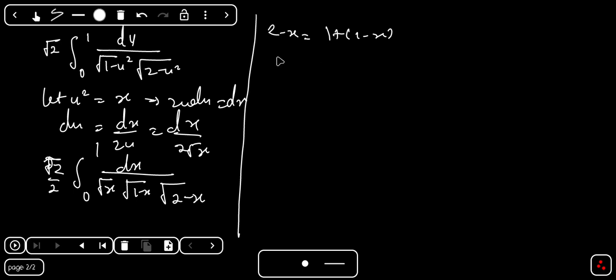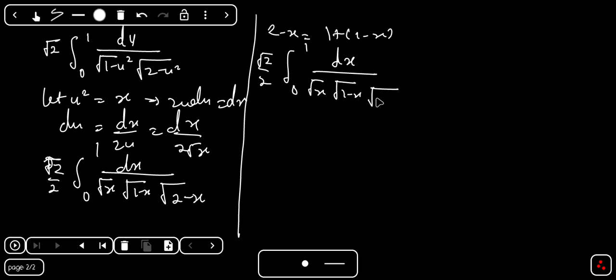Okay, so then we are going to have the square root of 2 over 2 multiplied by integral from 0 to 1, then of dx, then over the square root of x multiplied by the square root of 1 minus x multiplied by the square root of 1 plus 1 minus x. Then you can also make a substitution here. You can say let 1 minus x be equal to u. Then if you do that, x will also be equal to 1 minus u. Then we're going to have dx is equal to negative du.